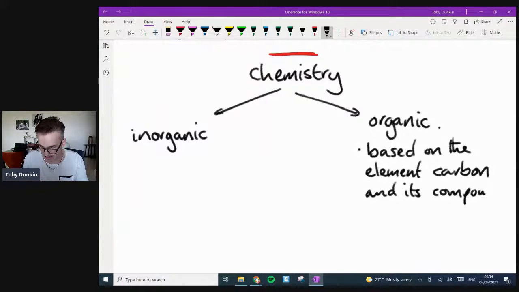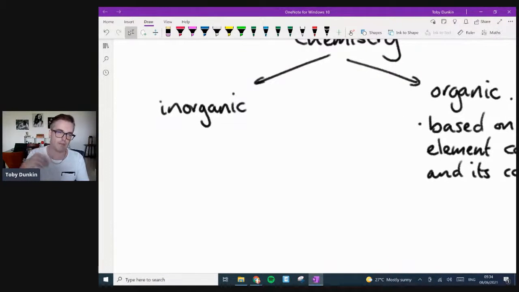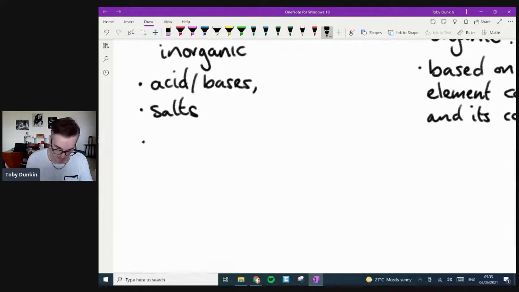Whereas inorganic chemistry is based on things like salts and gases that don't contain carbon. Now, there are a couple of idiosyncrasies in this, which I'll explain now. So inorganic chemistry is like acids and alkalis, acid bases, and salts, which don't contain carbon. There are some idiosyncrasies, as I mentioned earlier.